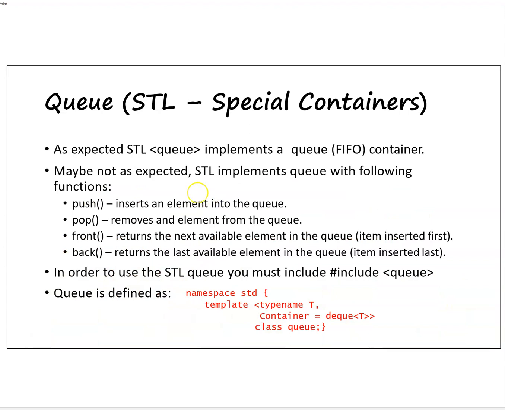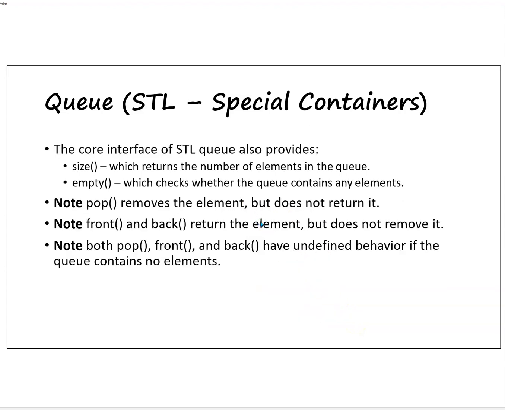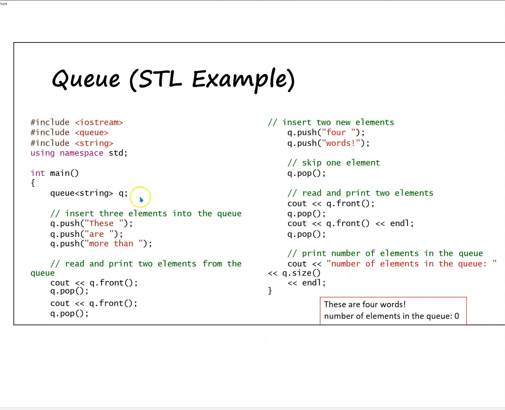STL implements a queue container, but not quite as expected because it has the following functions. We have push, pop, front, and back. In order to use the queue, you need to include queue, and it's defined as a type name with a default of deque, because deque is bidirectional, which we'll talk about in a bit. The core also includes size and empty. Note that in this case, pop removes the element but doesn't return it. Front and back return the element but don't remove it. Both pop and front and back have undefined behavior in the case of an empty queue, so you need to test around it.